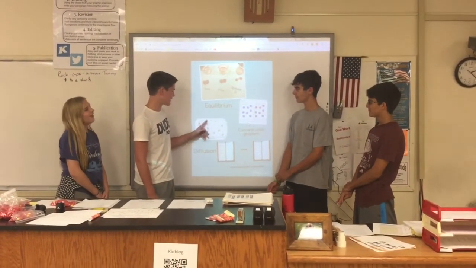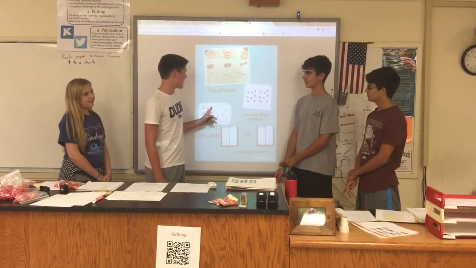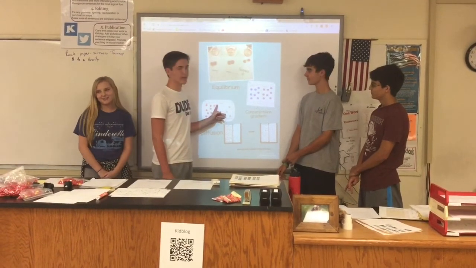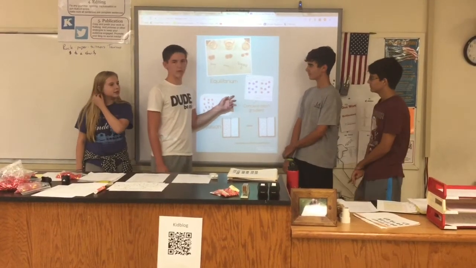So this is a red dye, and this is an egg. These are all molecules, and what it wants to do, this is concentration gradient. It wants to get to equilibrium, so it diffuses down the concentration gradient into equilibrium.